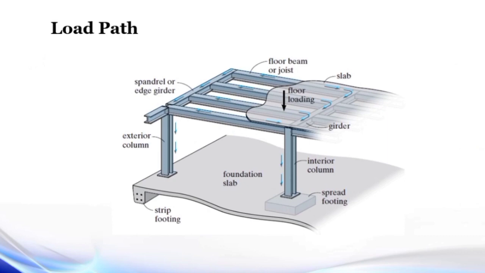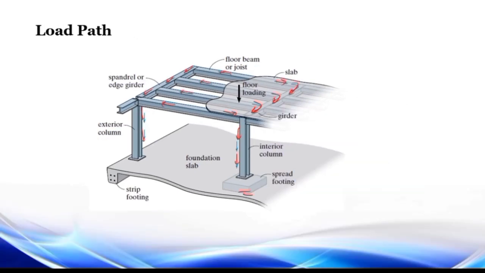So kung makikita natin dito, yung load path natin is designated by the arrow. Yung floor loading to be transmitted to the beams or the joists, and this load to be transmitted to the girder, and yung mga loads na to will be transmitted to the column and to be transmitted to the spread footing.